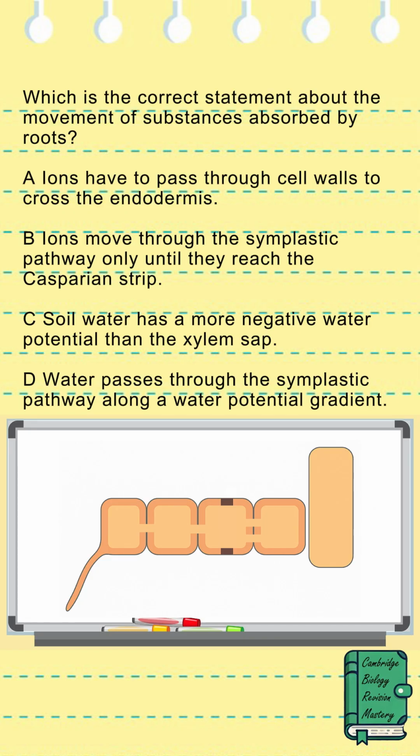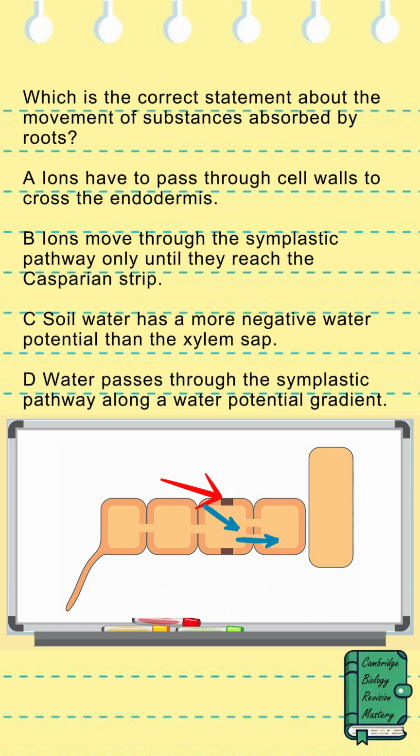Let's look at the first statement. Ions have to pass through cell walls to cross the endodermis. Now, trying to visualize that in your head is really hard, but I can draw all over the diagram that I've just sketched for myself. And so if I draw what they're trying to apply here in the question, we can see that that wouldn't make much sense. Ions have to pass through cell walls to cross the endodermis is incorrect because we have the Casparian strip in the way. That Casparian strip is what surrounds the vascular bundle of the roots. So they actually have to pass through the cell cytoplasm. That means A is wrong.